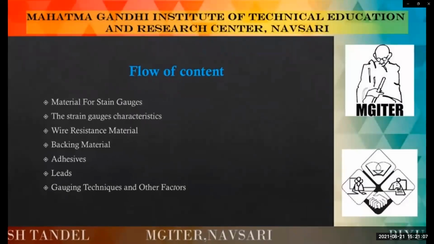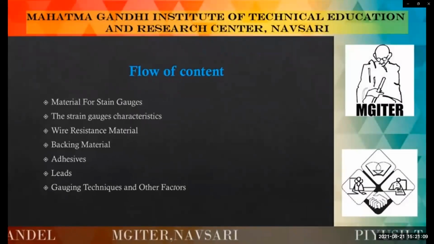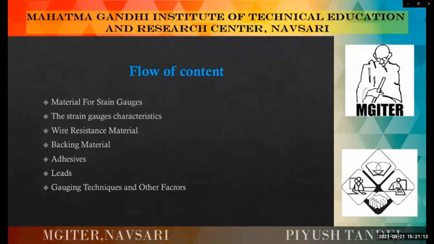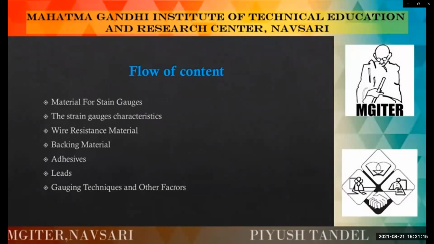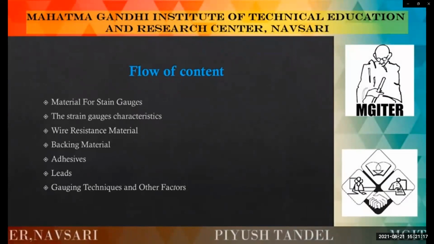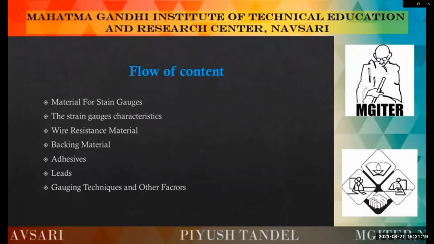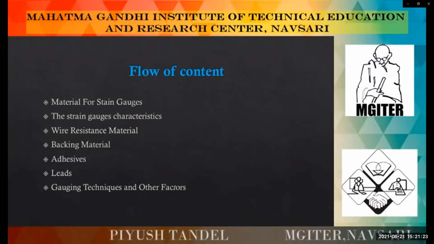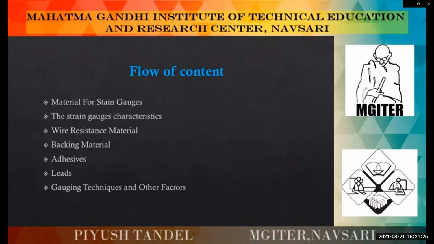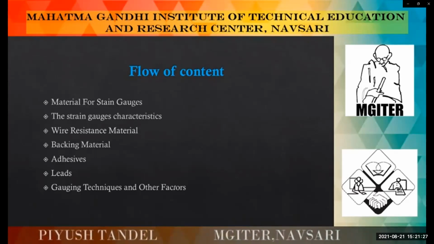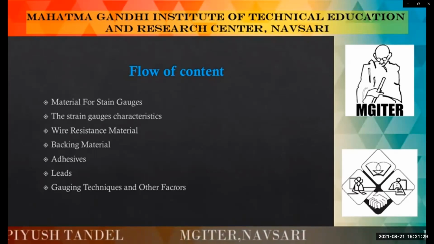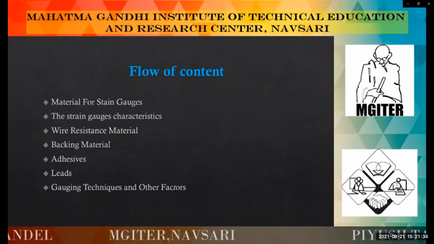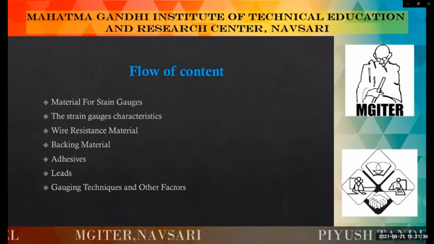So first of all, starting with the flow of content. In this video lecture, we are going to see the material for strain gauge. Then the strain gauge characteristics, so which characteristics a strain gauge should have to perform in optimum condition. Then wire resistance material, so which kind of material we are going to use for our resistance wire. Followed by the backing material, adhesive, leads and gauging techniques and other factors that are going to affect our measurement.